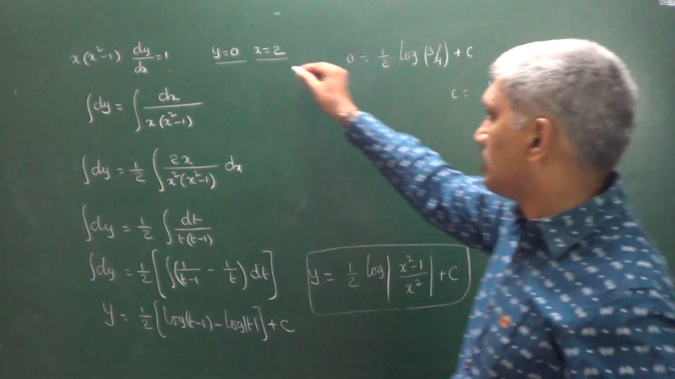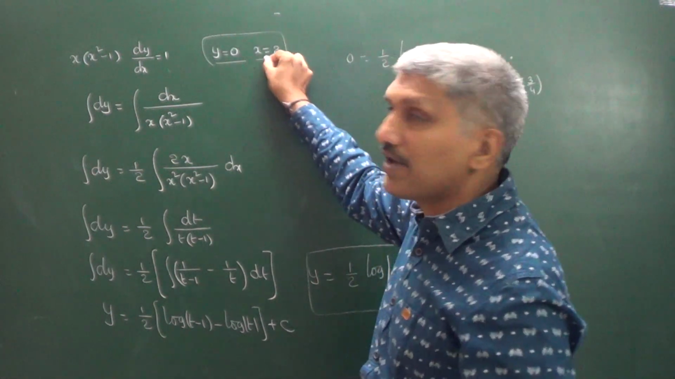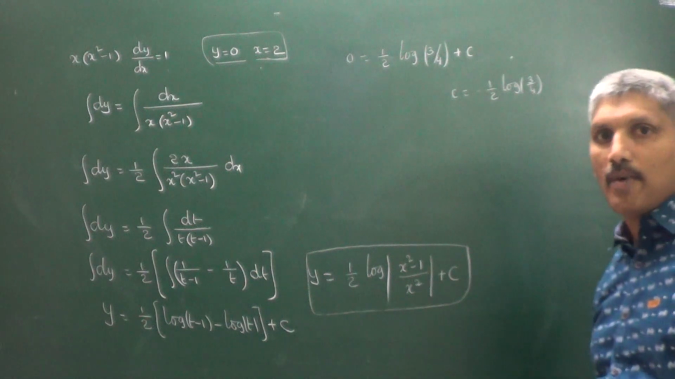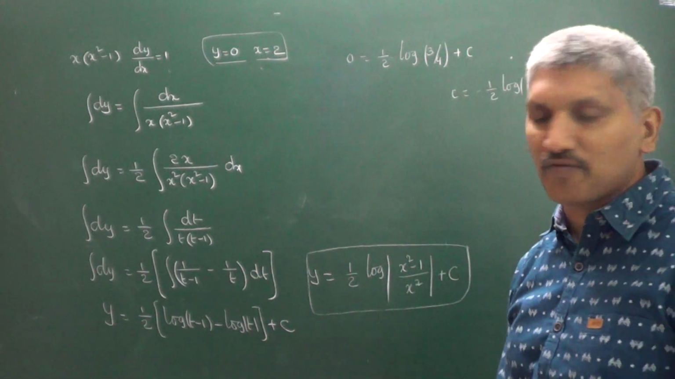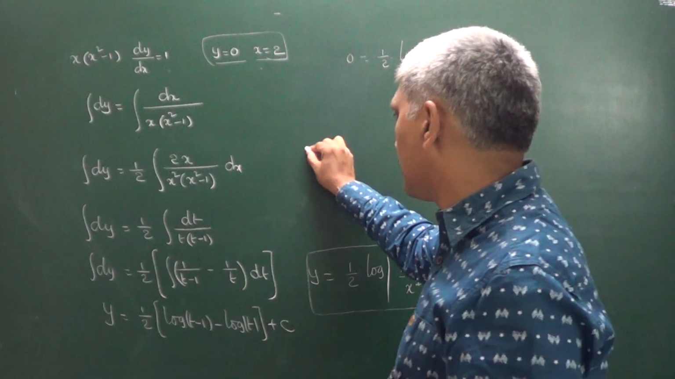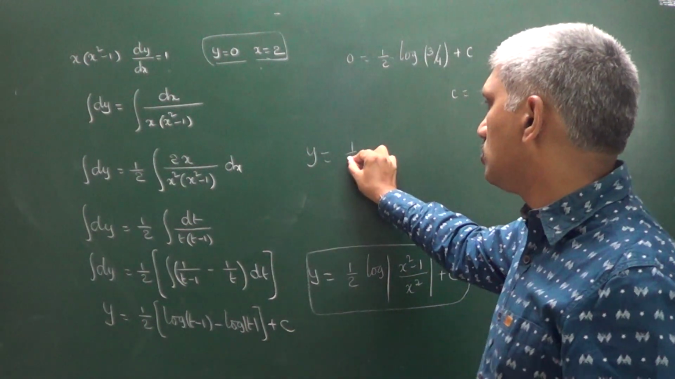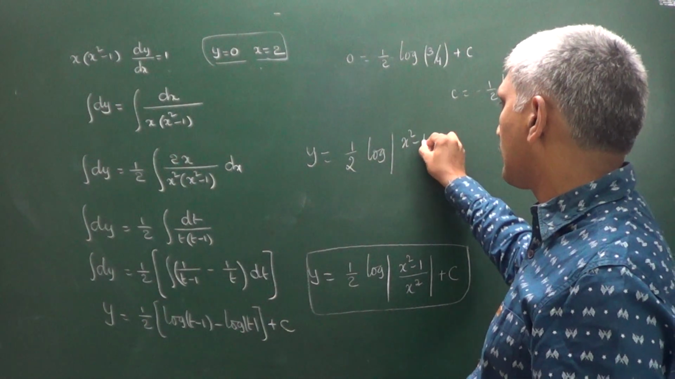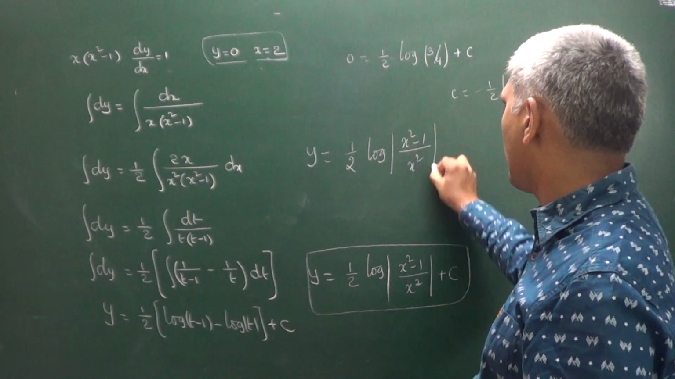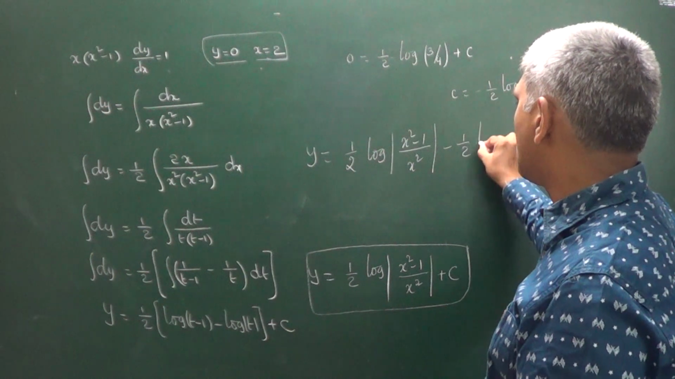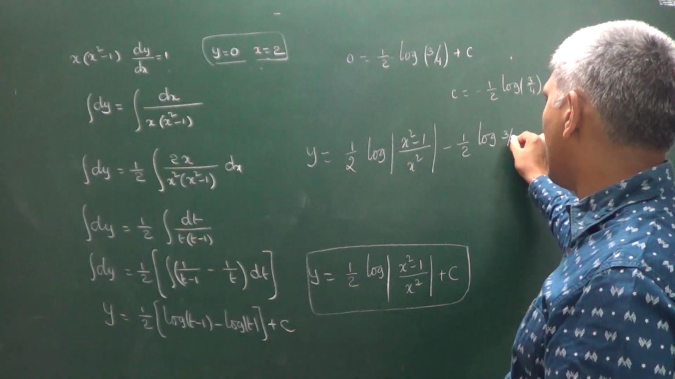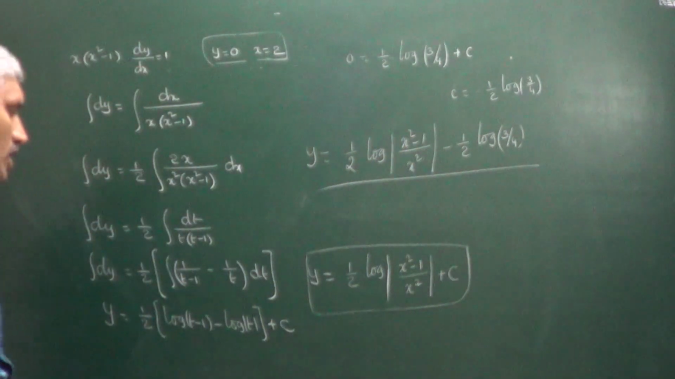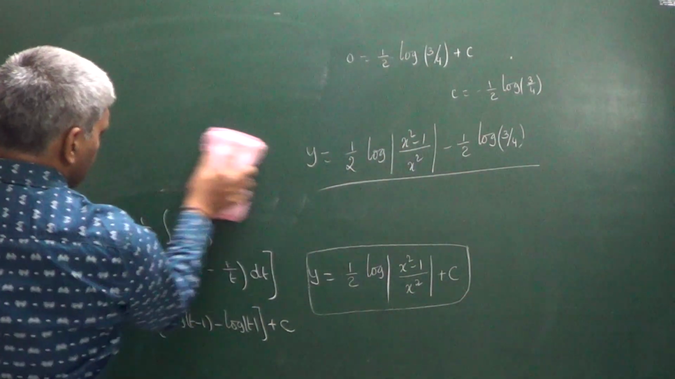4. For these conditions we are finding the value of c. So we got c value is equal to minus 1 by 2 into log 3 by 4. C value substitute here, you will get the solution. That solution we are calling a particular solution for the given differential equation. Minus 1 by 2 into log 3 by 4, the value of c I substituted. That is the particular solution for the given differential equation.